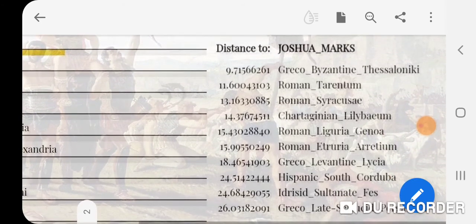So, these are my distances, and Greco-Byzantine Thessaloniki is the one I get the least distance to. And then after that is Roman Tarentum. Tarentum is, I believe, actually in what is modern day Apulia.